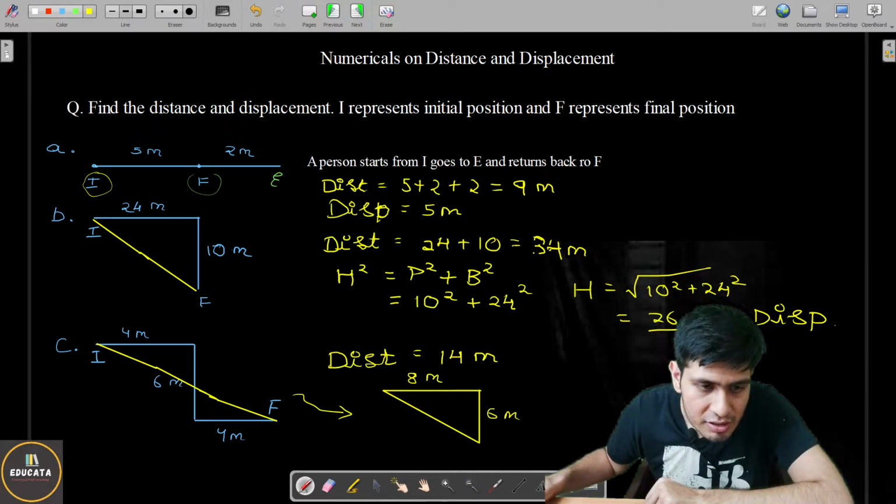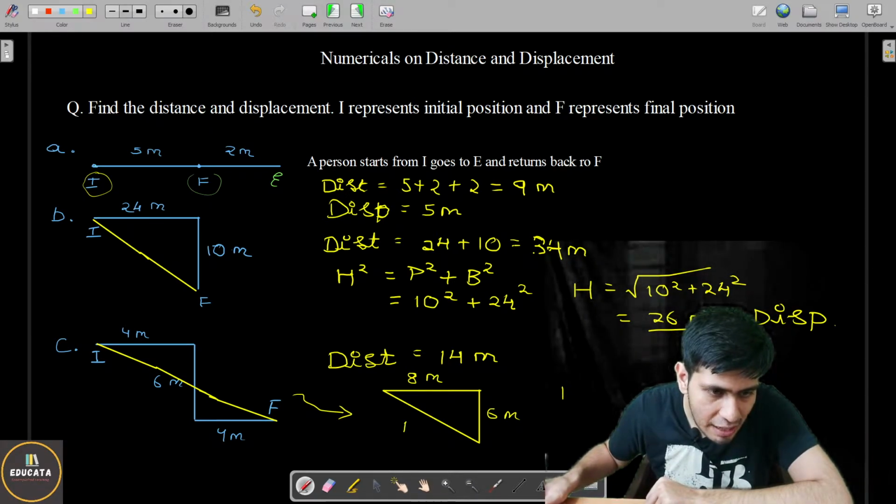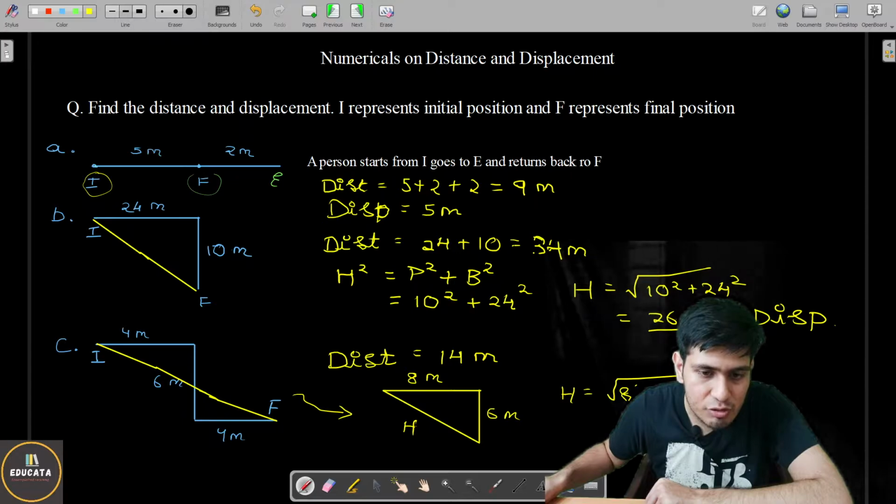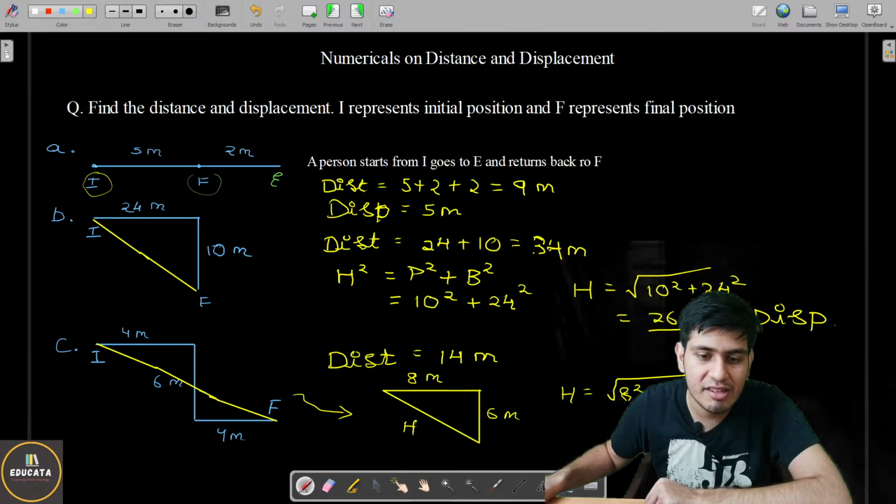Now I think it is easy because we can again apply the Pythagoras theorem and we can calculate that this hypotenuse will be basically equal to what? Root of 8 square plus 6 square.